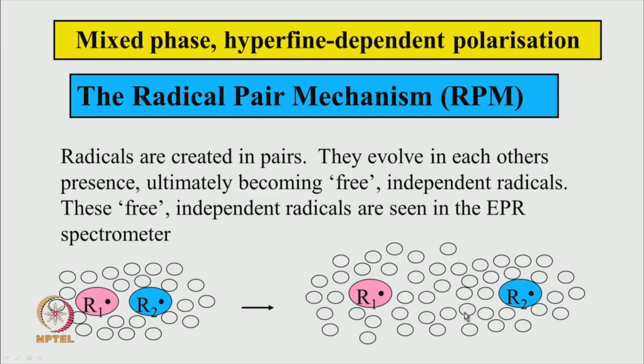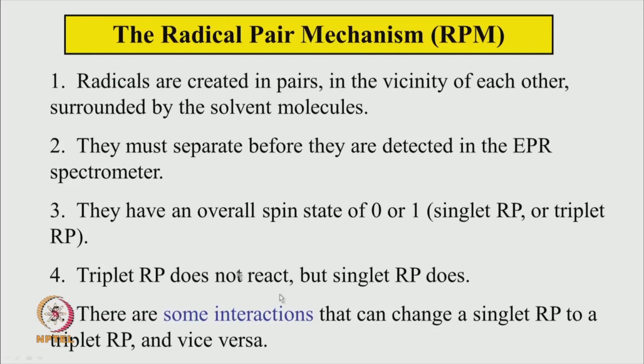So, going from here to there, what sort of interactions can produce spin polarization? We now make some basic statements which are so obvious that we will accept them to be true. For example, radicals are created in pairs and in the vicinity of each other, surrounded by the solvent molecules. They must separate before they are detected in the EPR spectrometer. And number 3 is very important: they have an overall spin state of 0 or 1, that is, they could be either a singlet radical pair or a triplet radical pair.